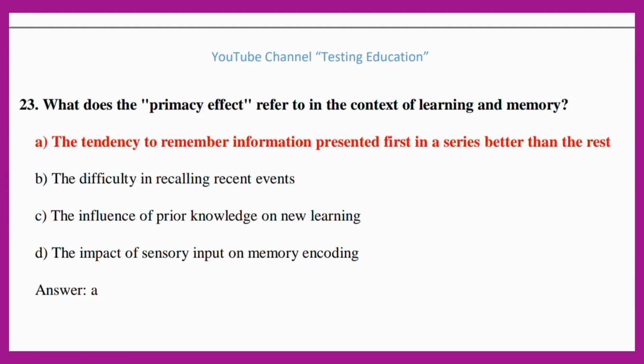Question number 23. What does the primacy effect refer to in the context of learning and memory? Option A, the tendency of memorizing information presented first in a series better than the rest. Option B, the difficulty in recalling recent events. Option C, the influence of prior knowledge on new learning. Option D, the impact of sensory input on memory encoding. Here the correct option is option A, the tendency to remember information presented first in a series better than the rest.